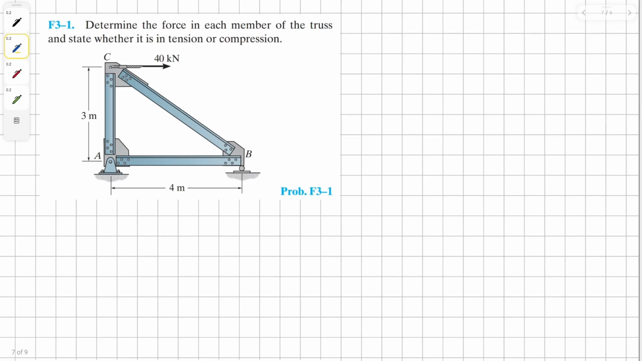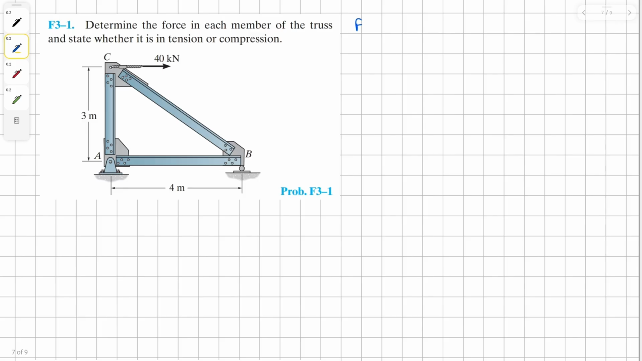In this video, we're going to solve 4 problems related to statically determinate trusses. For our first problem, we have to determine the forces in each member of the truss and state whether they are in tension or compression. Since we have to find forces in each member, we can use method of joints.